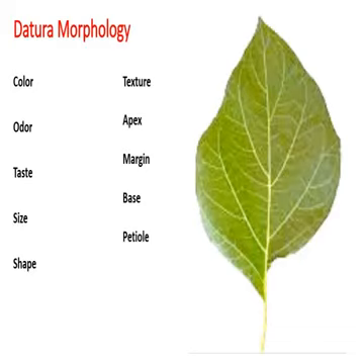Next, petiole. Petiole is the connector of the leaf to the branch or stem. On the basis of presence or absence of petiole, the leaves are categorized as petiolated leaf and non-petiolated leaf. Datura shows prominent presence of petiole, so it is called a petiolated leaf.